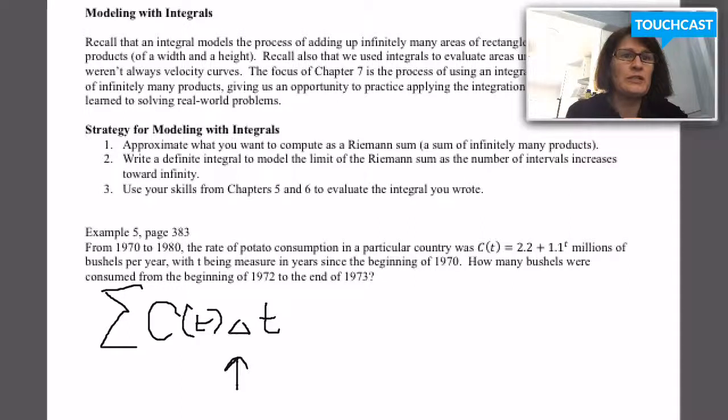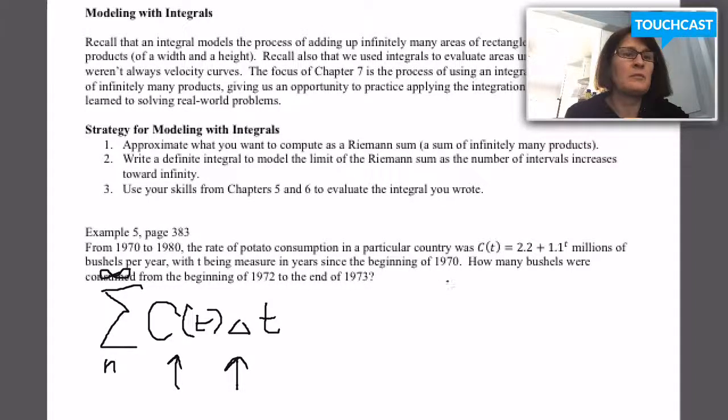So this is a very small change in time. This is the rate function. In this case, it happens to be called capital C of t. And we're going to do these multiplications and add up infinitely many of them. So as I let the number of rectangles go to infinity.